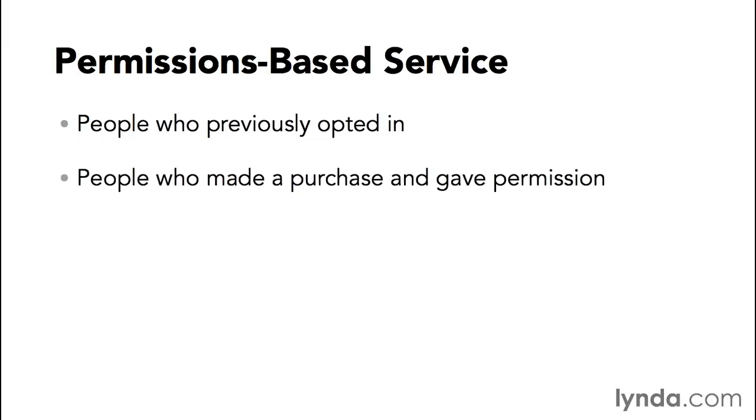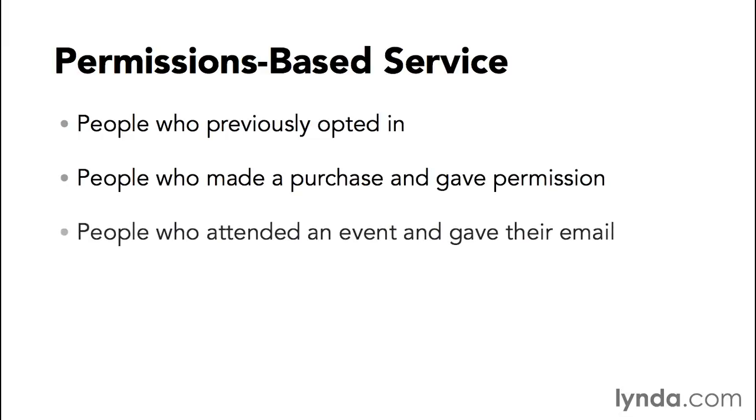MailChimp is a permissions-based email service, which means that there are no purchased, rented, or scraped lists allowed, no matter what. You can import lists that conform to MailChimp guidelines, however, and these include people who previously opted in, people who made a purchase and gave their permission, or people who attended an event and gave you their email. Essentially, it's very important to make sure that the list you have conforms to MailChimp guidelines, and we'll take some more time to talk about that later.